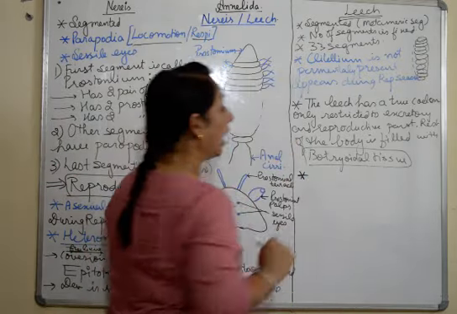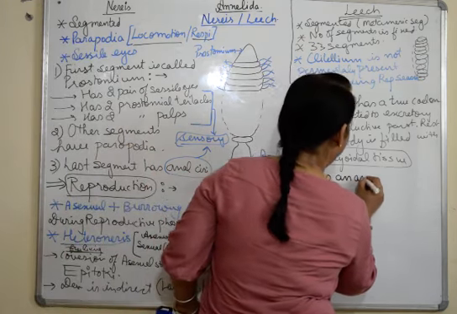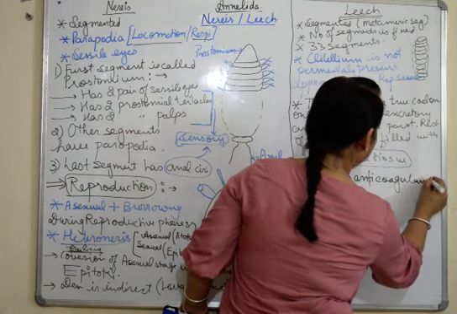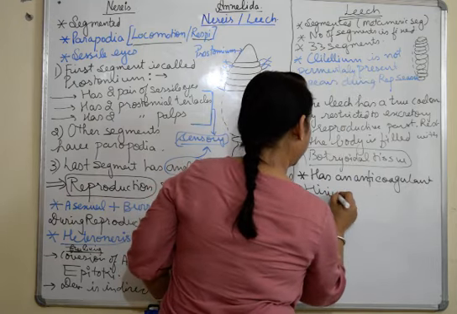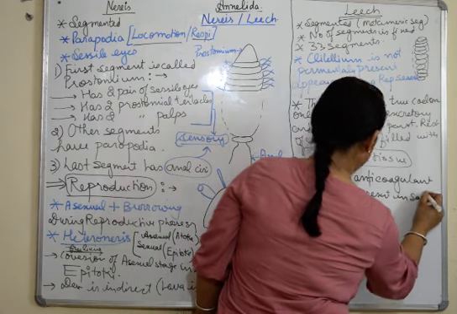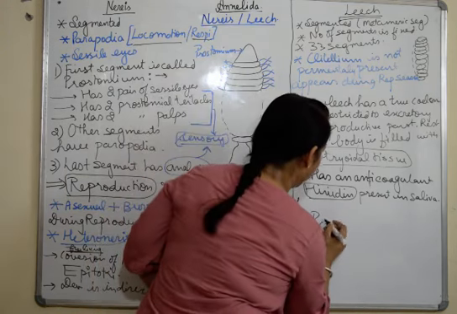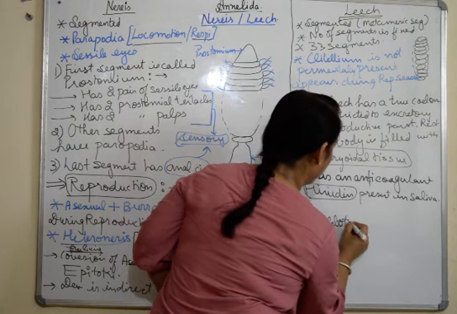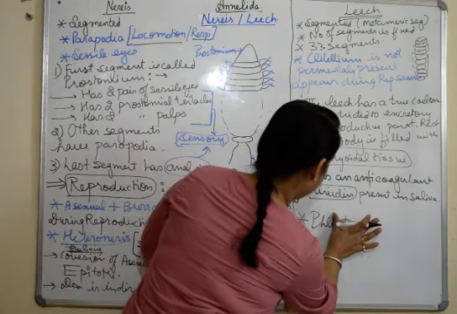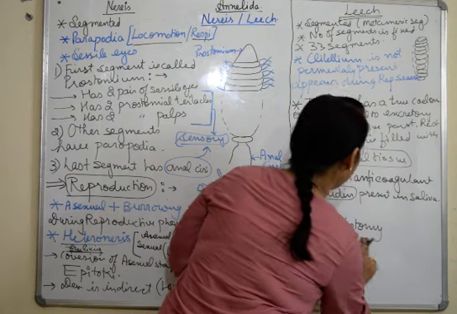Then the next feature about leech is that it has an anticoagulant, hirudin, present in its saliva. Also, a technique related to leech is known as phlebotomy. I'll talk about these now.